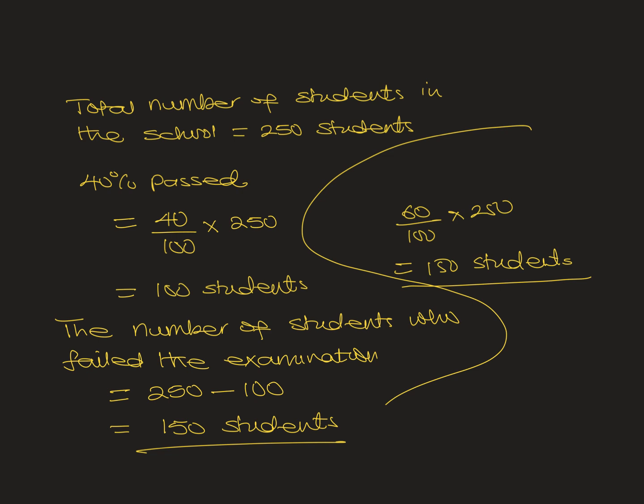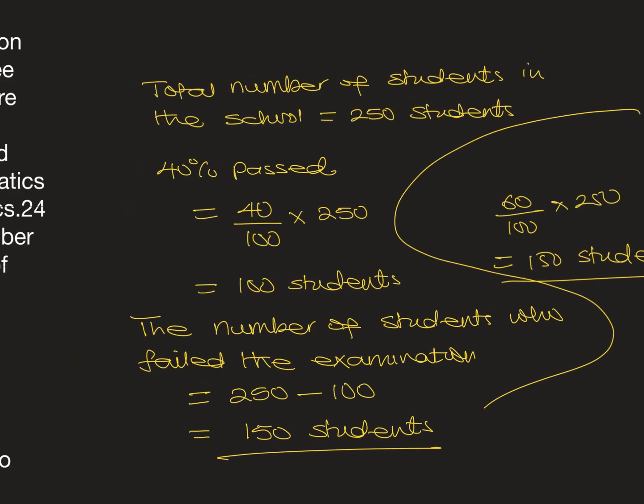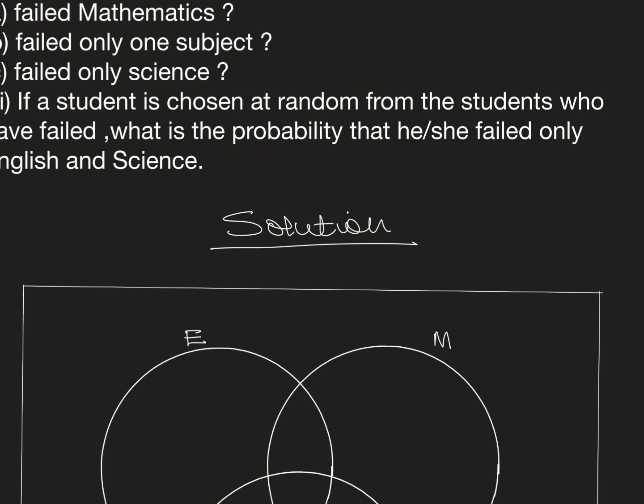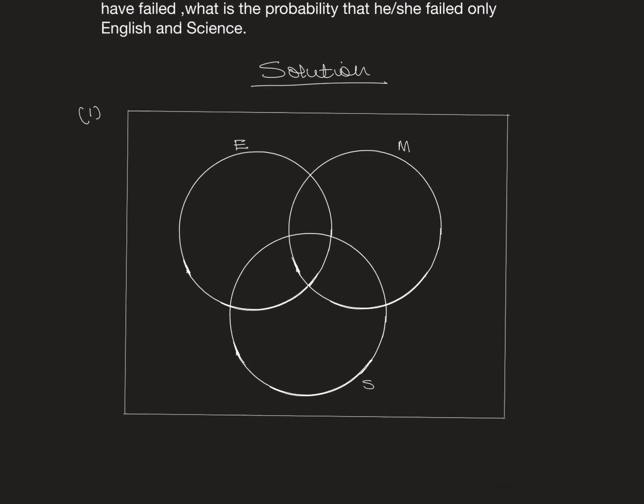So which means actually, since we are dealing with failures, the universal set will be 150 students, not 250. Okay, so this is a trick. So what are we going to do? We're going to say U, the universal set, is 150 students, since this problem is all about failures. We are not dealing with those who have passed the examination.